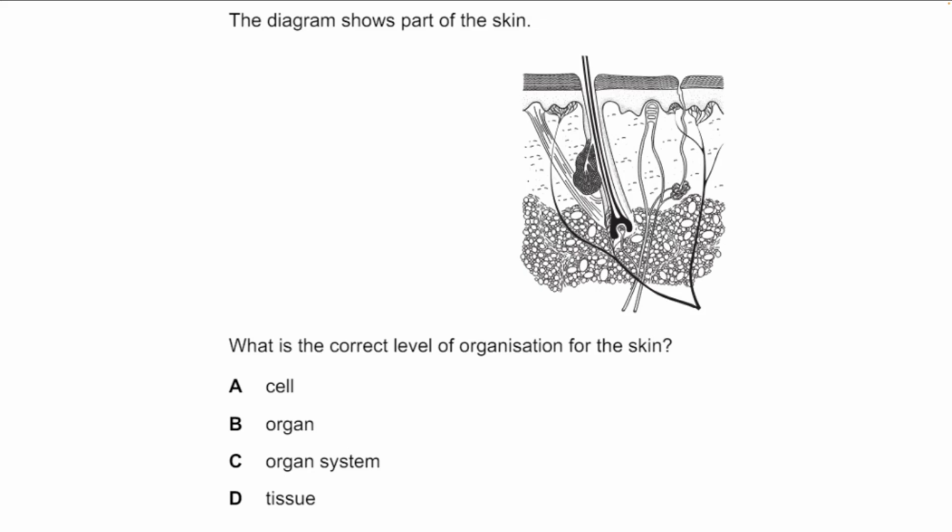Now this one might have been a little confusing, but the correct answer here is B, since the skin is actually one of your organs. And we know that because the skin itself is made of many different tissues working together. There's layers to your skin. There's a lot of different tissues working together to perform a specific function, so that makes the skin an organ.